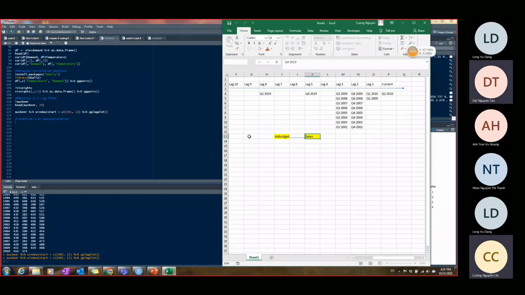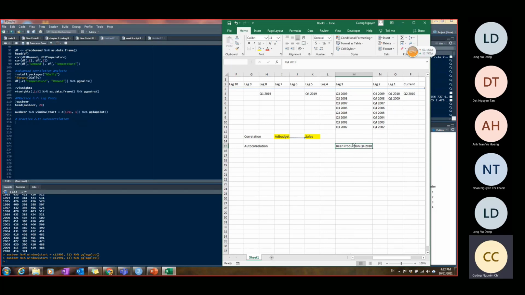This could be what we call the correlation. Now we talk about autocorrelation. What does it mean? For example, let me use the beer data one more time, the beer production of Q4 2010. That could be the data about the beer production, and we all know about that, right? But now, when we talk about the beer production of Q4 2010, it is autocorrelated to itself.